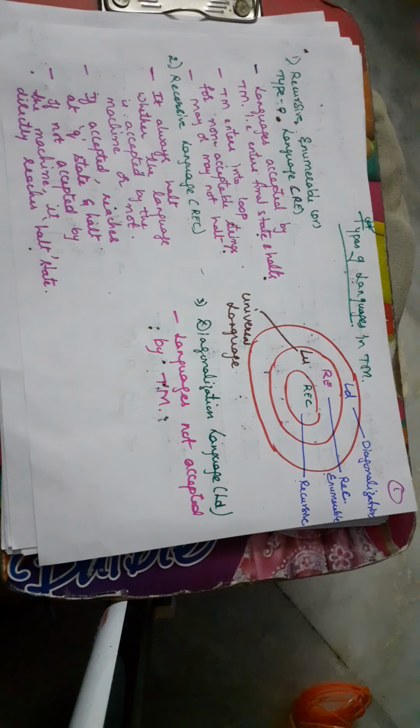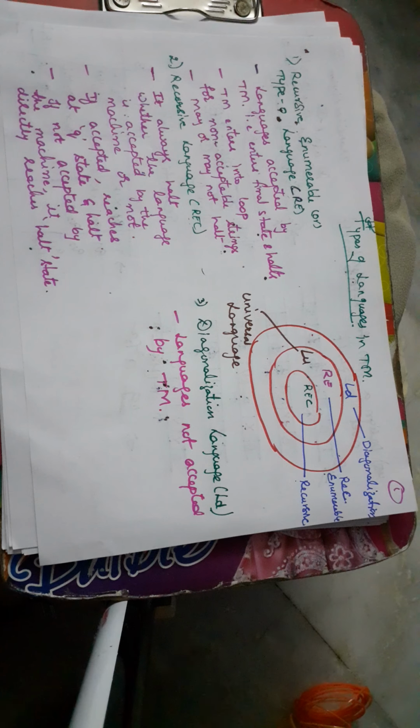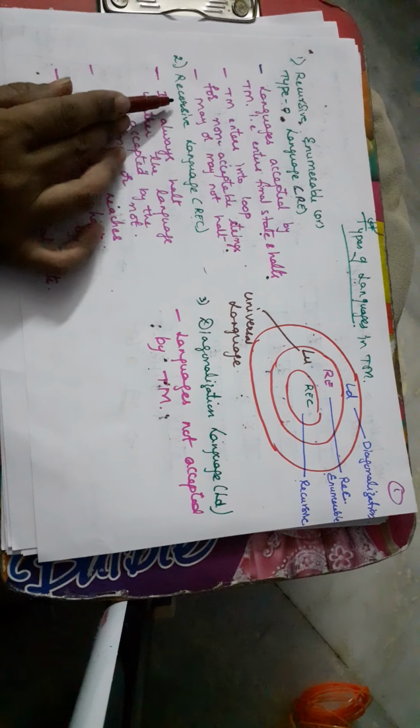The languages that are accepted by finite automata are called regular languages. The languages that are accepted by push-down automata are called context-free languages. And context-sensitive languages are the languages which are accepted by linear bound automata.